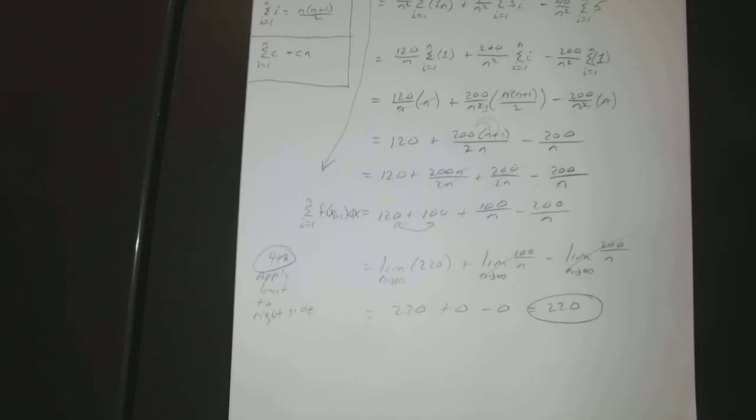So anything with infinity on the bottom, if you have any constant over n to any power, the limit automatically goes to 0.